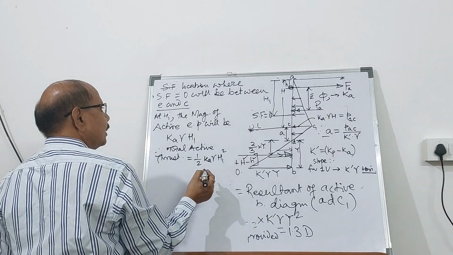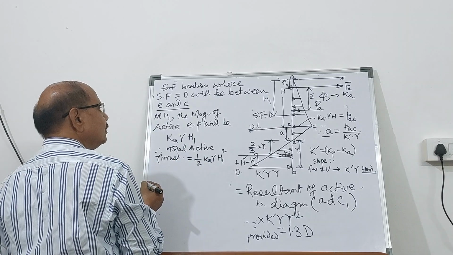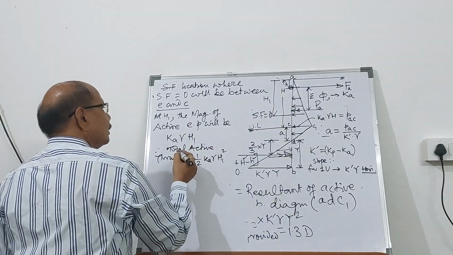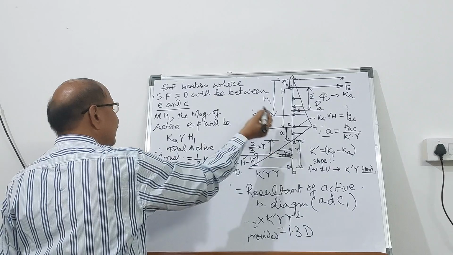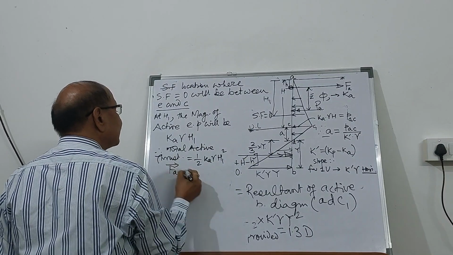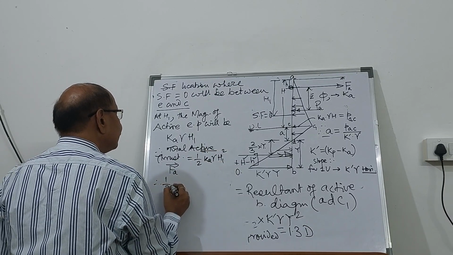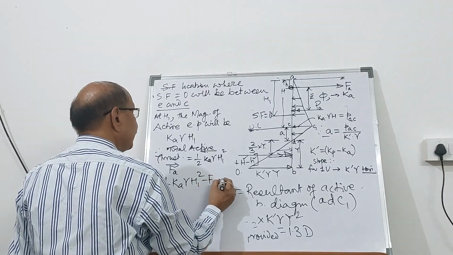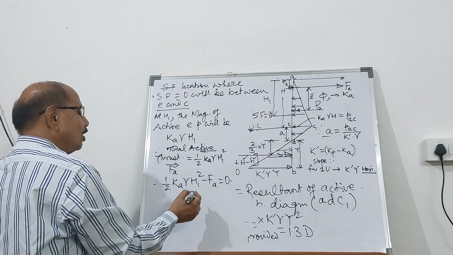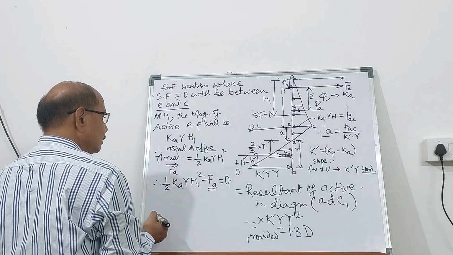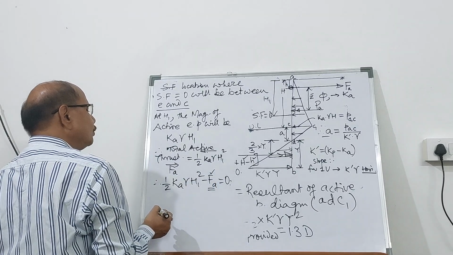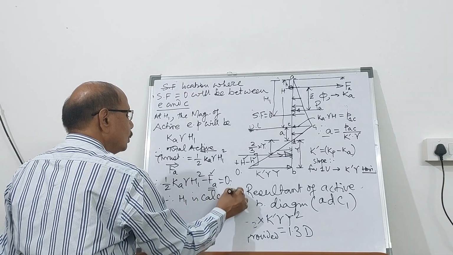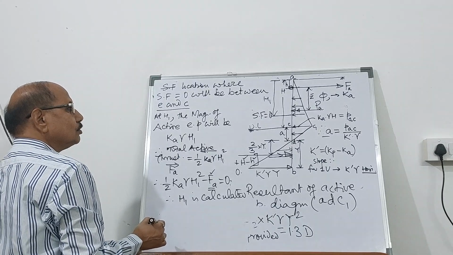So you know the magnitude of this one. If you see, the force acting towards the right-hand side above that point is going to be FA. Therefore, half K gamma H1 square minus FA equals 0. Having got this value of FA from equation 1, we already know the magnitude of FA. Therefore, H1 is calculated. So H1 is the point where shear force is equal to 0.